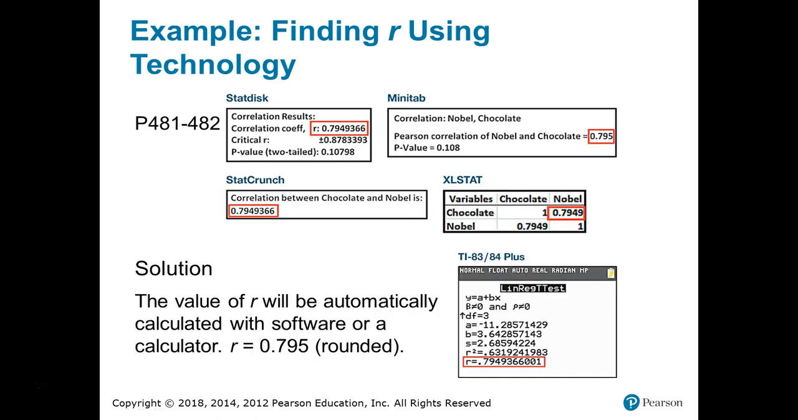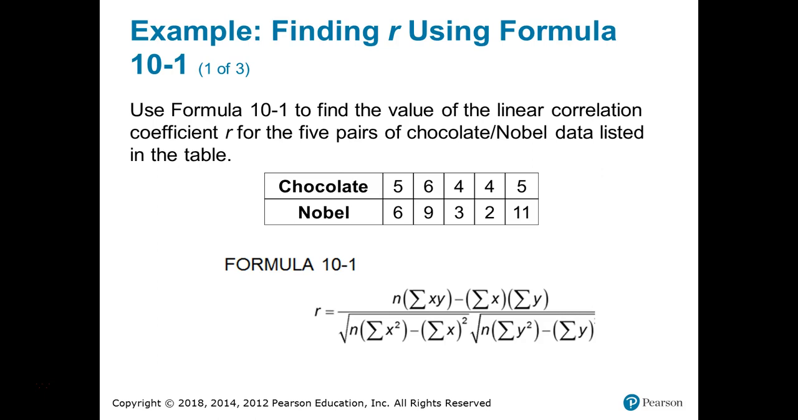Okay. Also on pages 481 and 482 are step-by-step instructions for how to do it with several different technologies, and the value of R will be around 0.795.